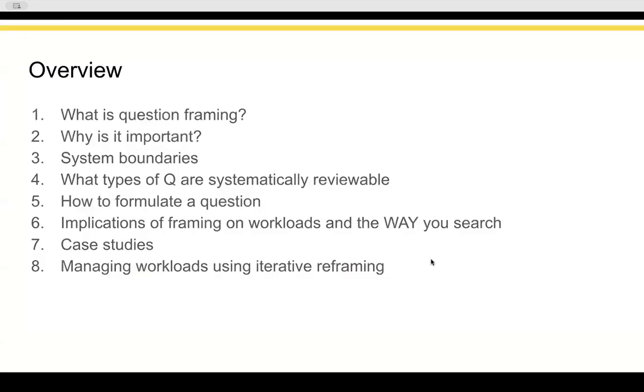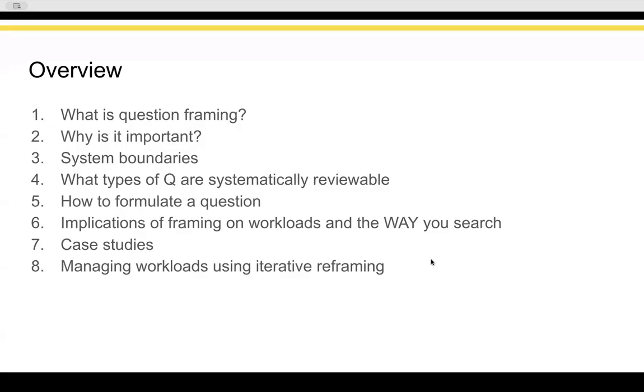So, start off by explaining, first of all, what question framing is in the context of a systematic review and why it's important. We'll then talk a little bit about system boundaries as a lens and a framework for understanding systematic review questions. We'll talk about what types of questions are systematically reviewable. And when I say systematically reviewable, I'm broadly speaking about evidence synthesis that involves both systematic reviews and evidence maps and systematic maps, at least in the context of this presentation.